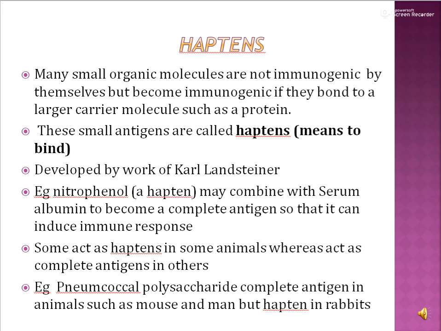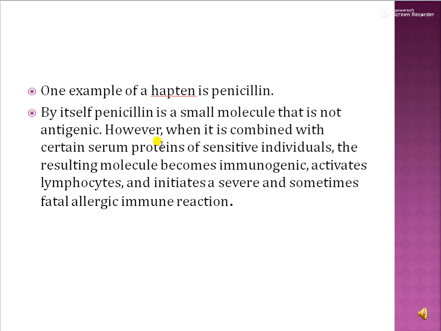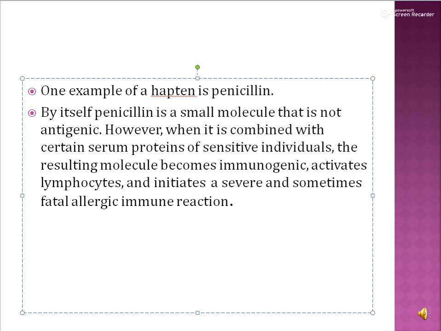So, when you consider a hapten, it might serve as a hapten in some animals, but at the same time, it might serve as a complete antigen in other animals also. Another example is penicillin. By itself, penicillin is a small molecule and has not been found to be antigenic, but when it combines with the serum proteins of a sensitized individual, the resulting molecules become immunogenic and activate the lymphocytes and initiate a severe and sometimes fatal allergic response.